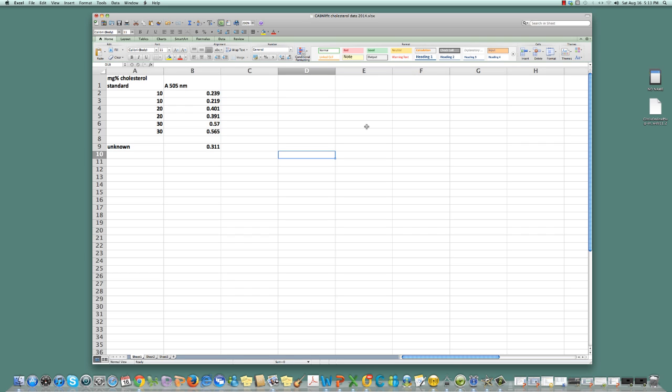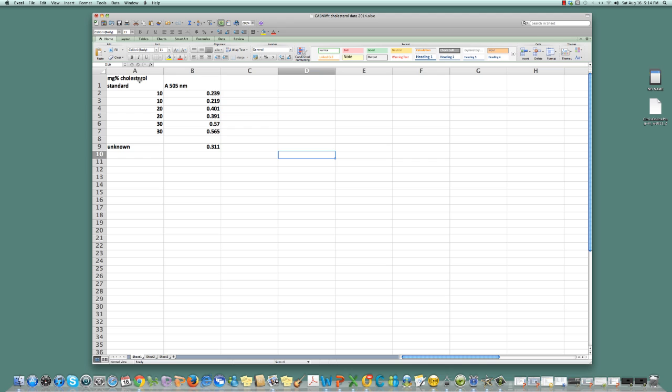Now that we've collected our data, the next thing we need to do is to figure out what is the relationship between how much cholesterol standard we have and the absorbance values that we measured. We can then use that relationship to figure out how much cholesterol is in our unknown. And to do this, we're going to make a standard curve. That is, we're going to do a graph where we're going to plot amount of cholesterol or cholesterol concentration against the absorbance we get. And we're going to see what kind of relationship we have.